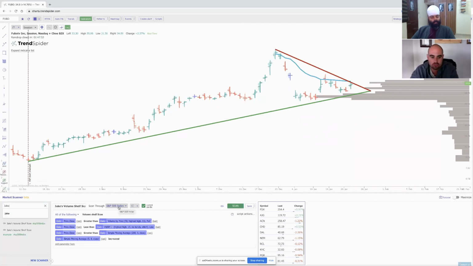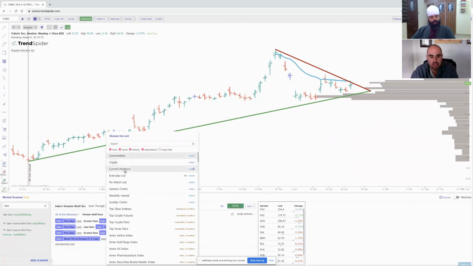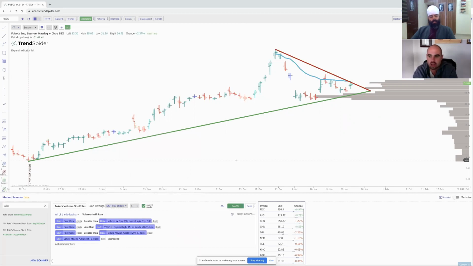But if you have a specific watch list that you want to scan yourself, you just click the drop-down menu, and you can see here, I could scan through my current positions. I could scan through my everyday list that I keep an eye on. So you can scan through stocks that you're watching rather than just scanning a bunch of random stocks you're not familiar with. That's definitely something to keep in mind when using this.